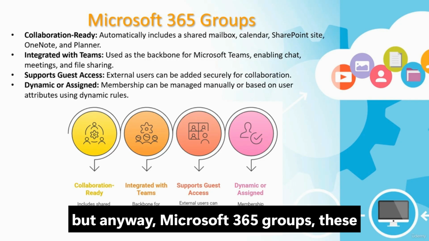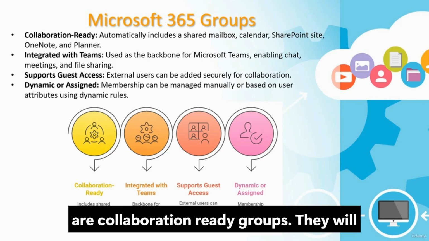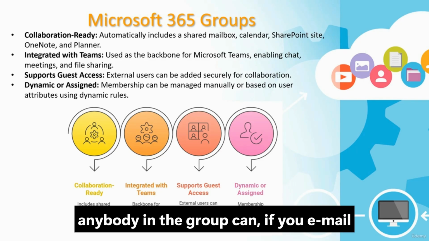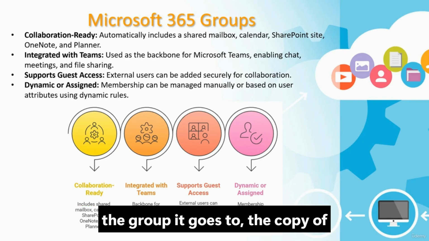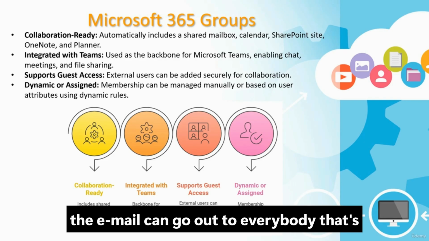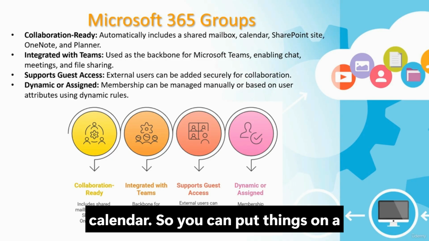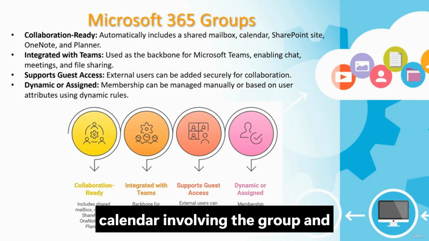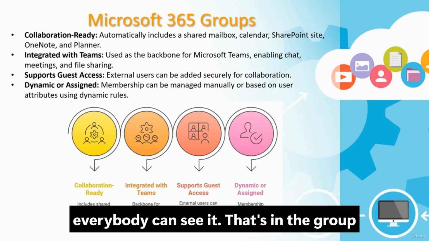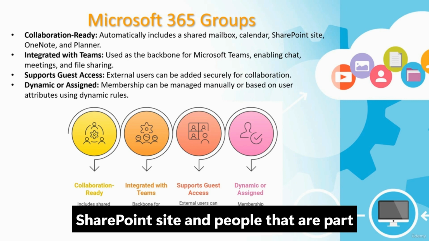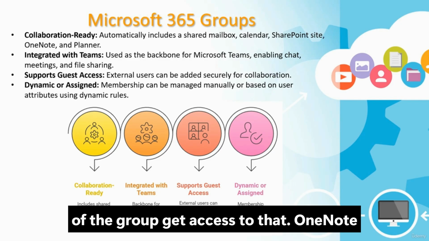But anyway, Microsoft 365 groups are collaboration-ready groups. They will automatically include a shared mailbox. So if you email the group, a copy of the email can go out to everybody that's tied to that group. They have a shared calendar, so you can put things on a calendar involving the group, and everybody in the group can see it. You can create a SharePoint site, and people that are part of the group get access to that. OneNote and Planner, all of that links together.